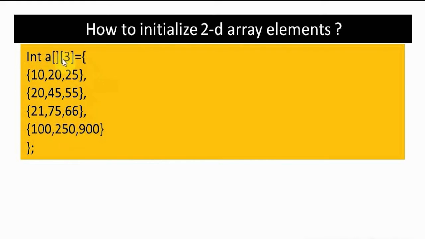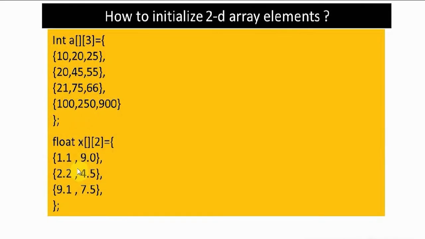Now, as per this example, 10 is going to be the value of the array element A00. This 20 is going to be the value of the array element A01. 25 is the value of the element A02, and so on. 20 is the value that is represented through A10, and so on.